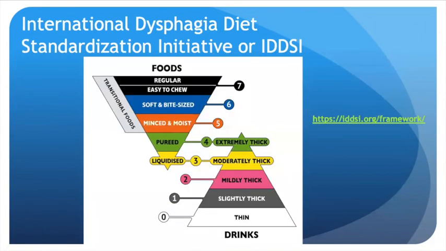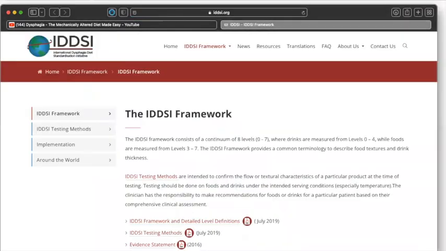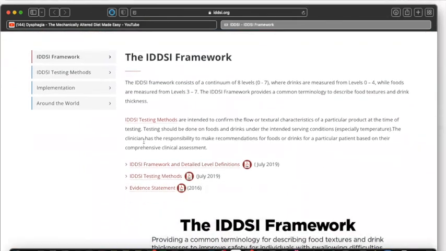There is a newer diet called the IDDSI, or International Dysphagia Diet Standardisation Initiative, which breaks down solids and liquids along a continuum: regular, soft and bite-sized, minced and moist, pureed, liquidized, or moderately thick, mildly thick, slightly thick, and thin. Here is the IDDSI framework website. It gives you a very detailed framework and detailed definitions, testing methods, and evidence statements. So check those out at your leisure.